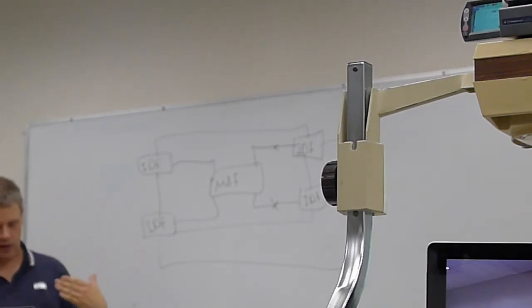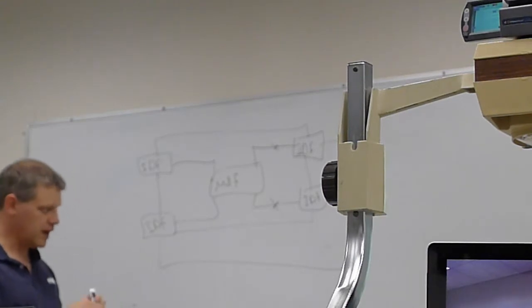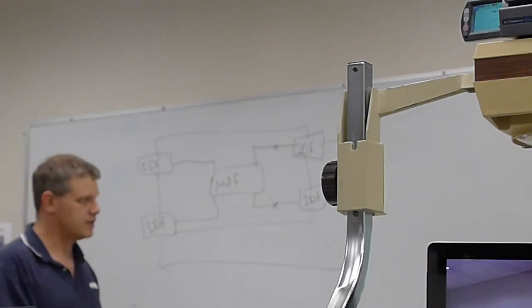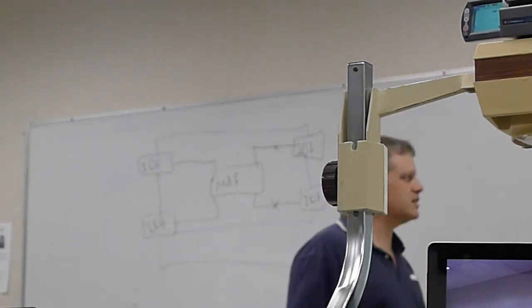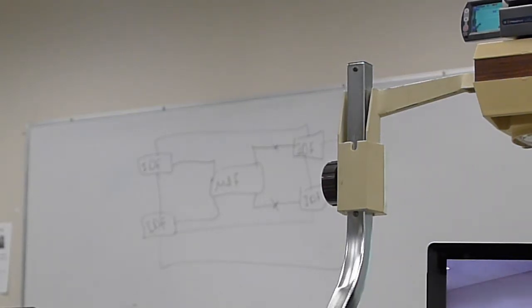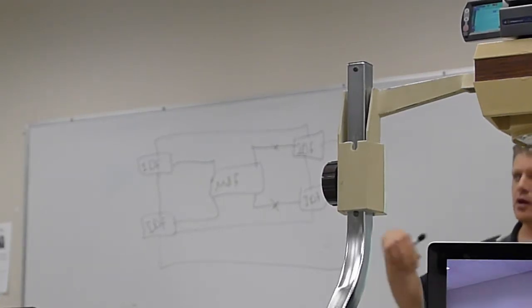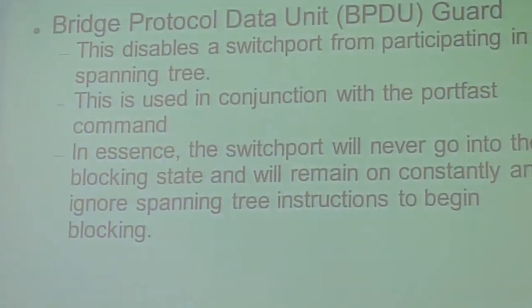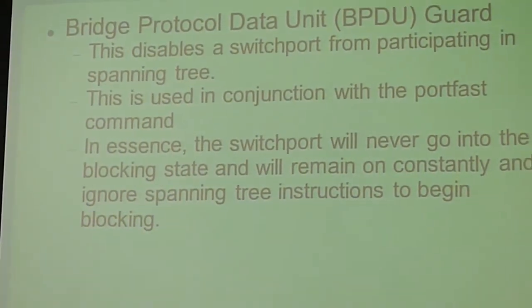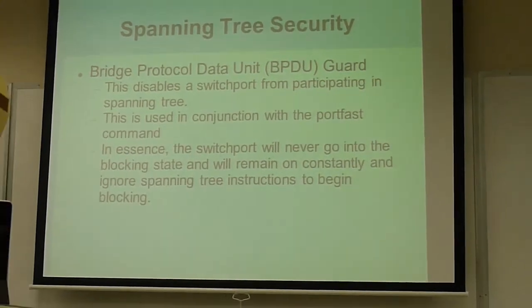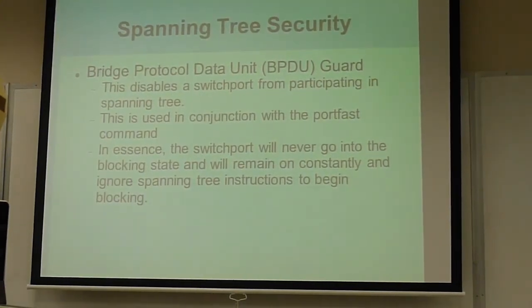You can manipulate spanning tree in this fashion, okay, on an administrative basis. Alright, and in essence, the switch port will never go into the blocking state and will remain on constantly, ignoring spanning tree instructions to begin blocking. So it will pin up the connection. You have to be very, very careful with this, because if you don't use it right, you'll break your network.